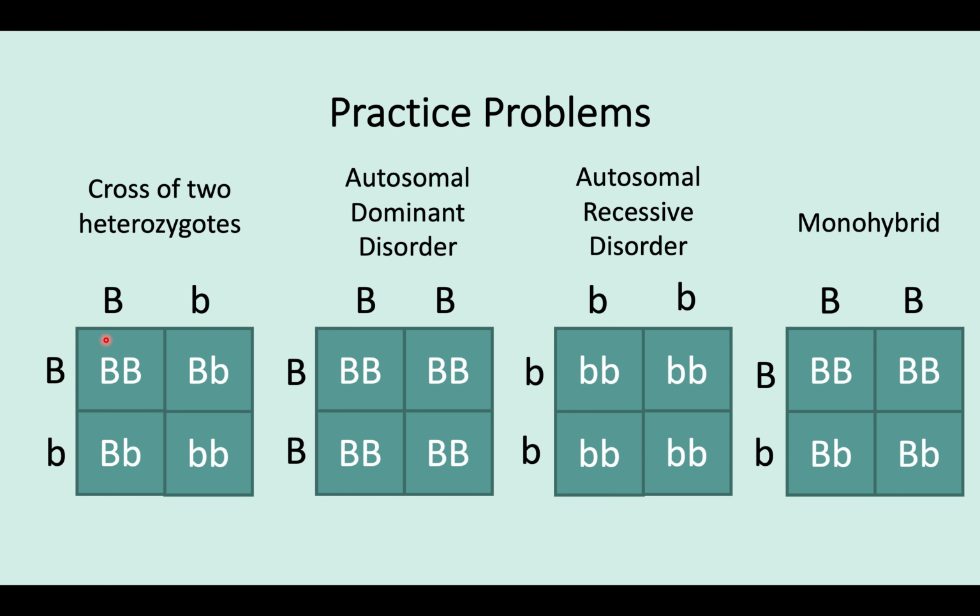So that would be technically 25% of possible offspring would be dominant for the disorder, 25% would be recessive, and then 50% would be heterozygotes for this disorder.